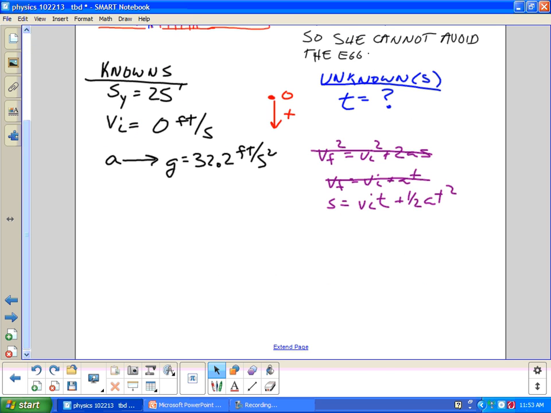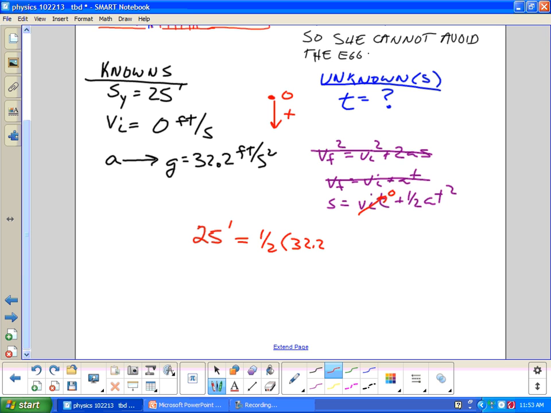So if you fill in the blanks, V_i is 0, so we get to do that. I get 25 feet equals 1/2 times 32.2 feet per second squared times t squared. And again, I'm not going to waste time with the algebra. We can all solve this. I think we get t squared is 1.55. I have to take the square root, so it's 1.24 seconds for the time itself.